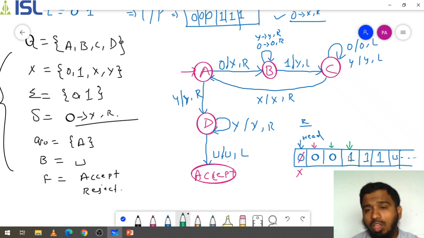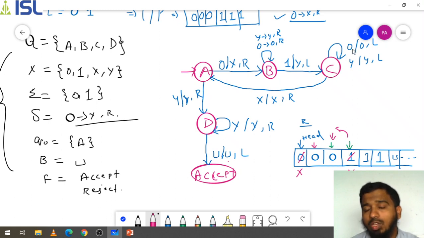0 is 0, no, here the input value is 1. So, 1 is there, then in B replace that 1 with y, and move to left. So, now my head is here, it is coming from here to here, left. Now, what happened here? On the left side 1 0 and the right side 1 0, it's finished. So, it moved to left, then it's here in the C.